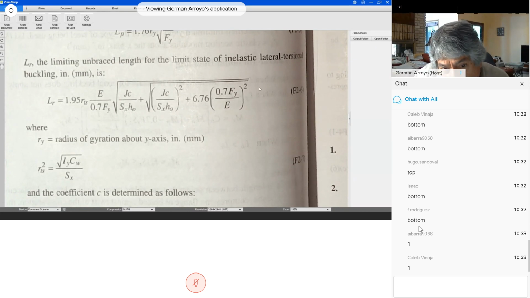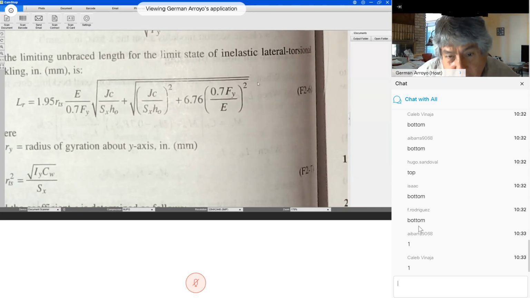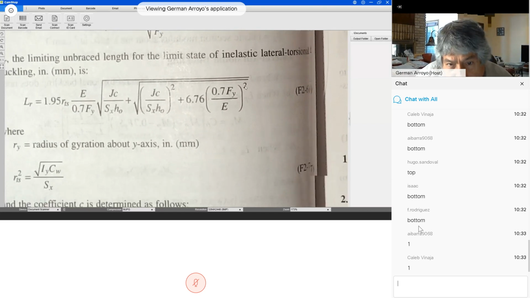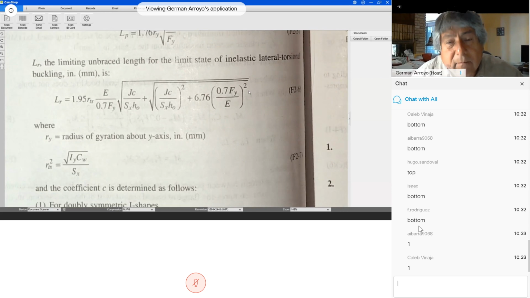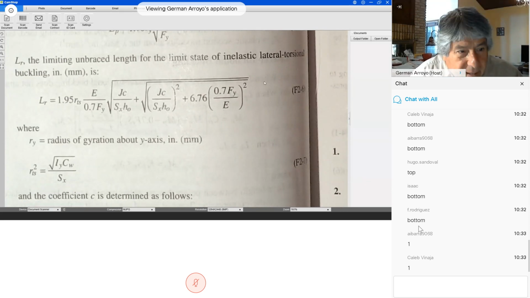In some of the codes, make sure that you have a square in there. In some of the codes, they drop the square by mistake. So if you don't have a square in your code, make sure that you put the square. But I think that's already been corrected in the latest edition. But this also, you need to divide by 12.